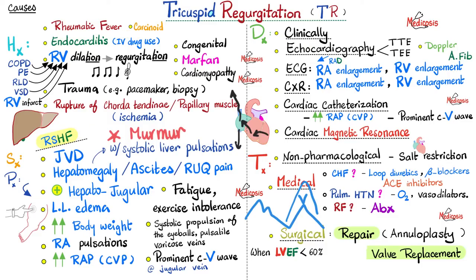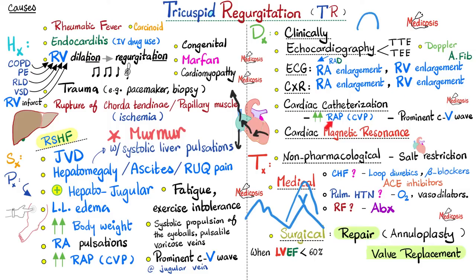And then, whenever you hear a murmur, what's the next step? The next step is echo, preferably with Doppler to look at the blood flowing backwards from the right ventricle to the right atrium. Next, if we do an EKG, we can find signs of right atrial enlargement, namely the P pulmonale or the tall P wave. Because the right atrium enlarges, we can find right axis deviation. And if the tricuspid regurgitation is caused by right ventricular dilation, we can find signs of right ventricular enlargement on EKG.